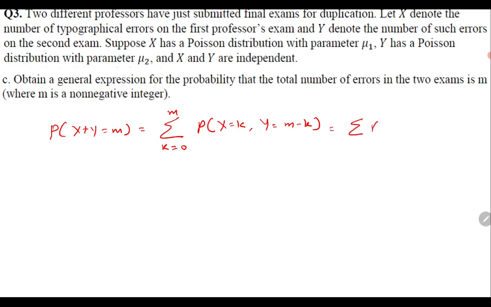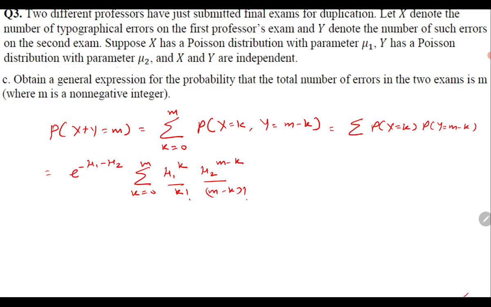Now this is the same as probability of x equal to k and probability of y equal to m minus k. Now e raised to the power minus mu1 minus mu2 is common. Then there is a summation. Then mu1 raised to the power k by k factorial, mu2 raised to the power m minus k by m minus k factorial. Yes, if you leave the answer here also, this is correct. But if we are looking for a general expression, then actually we are looking for the PMF for x plus y when x and y are Poisson distributed and they are independent.